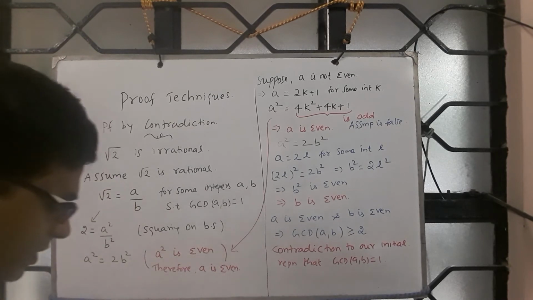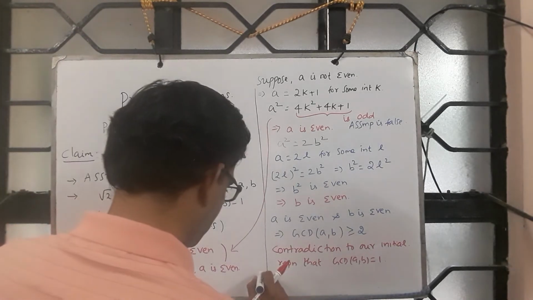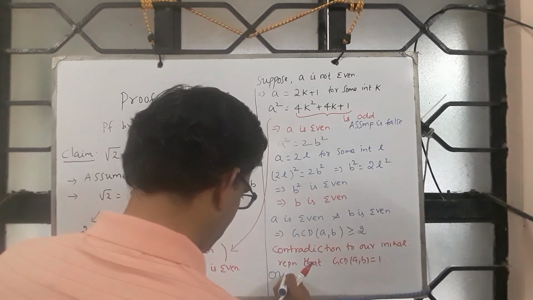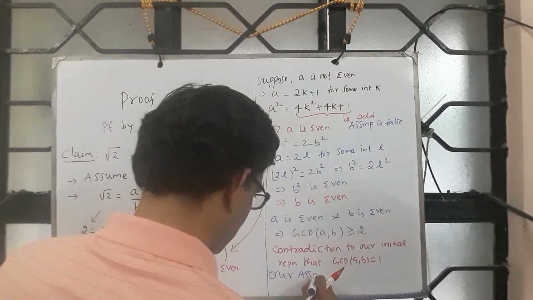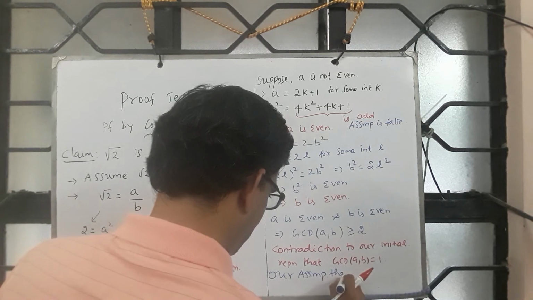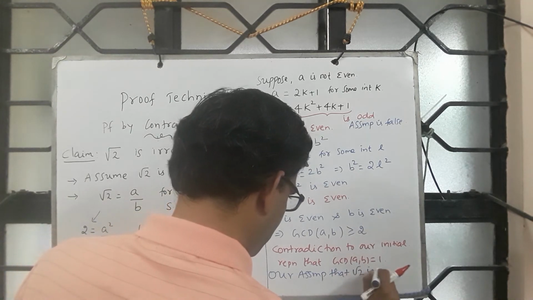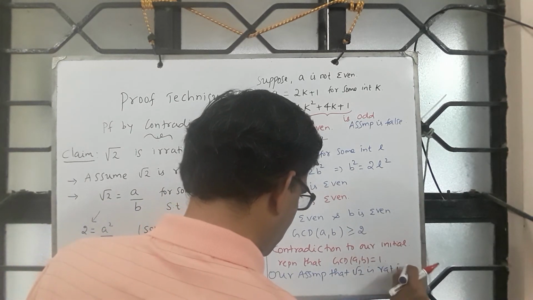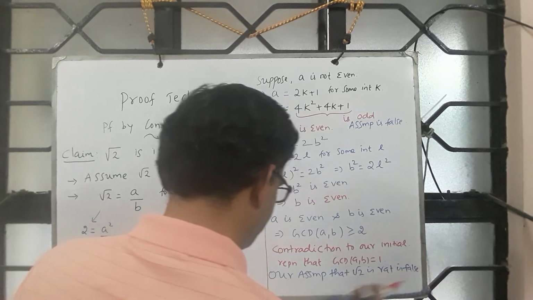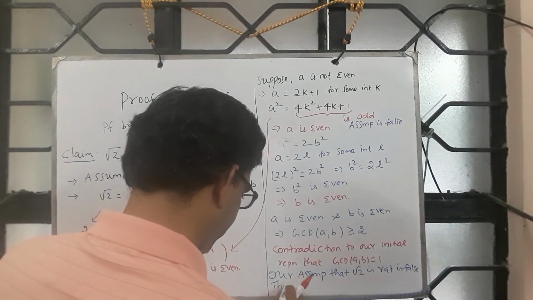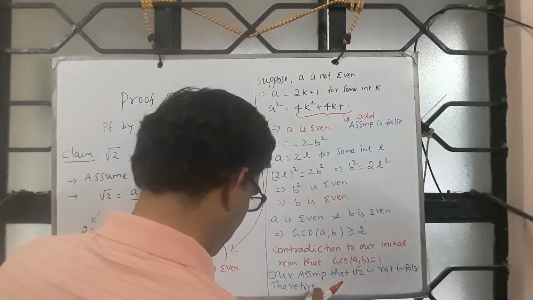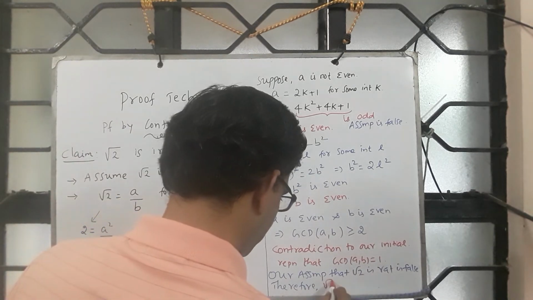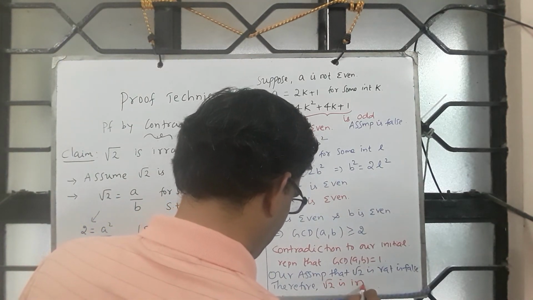So our assumption is false. So our assumption that root 2 is rational is false. Therefore, root 2 is irrational.